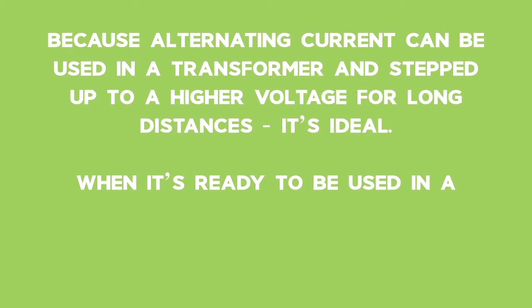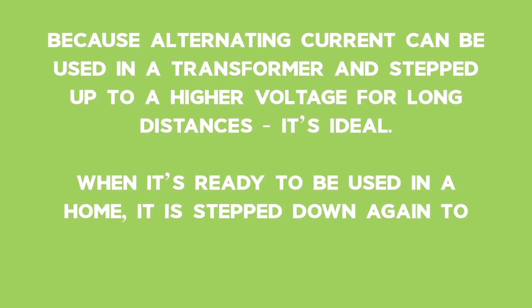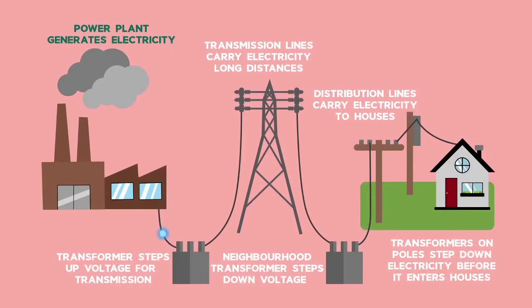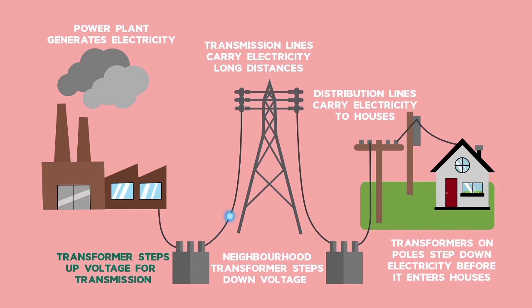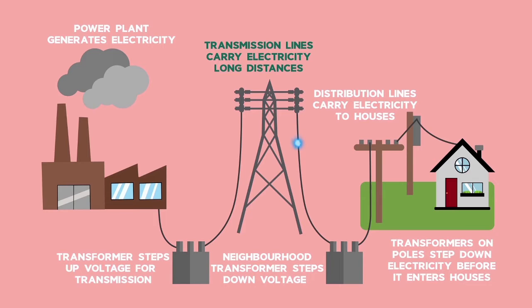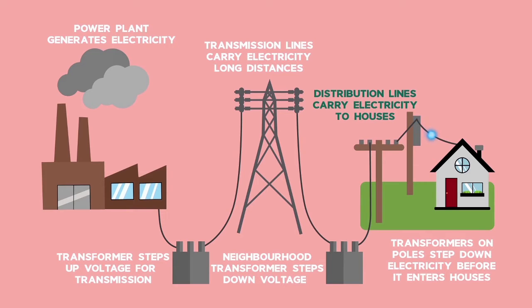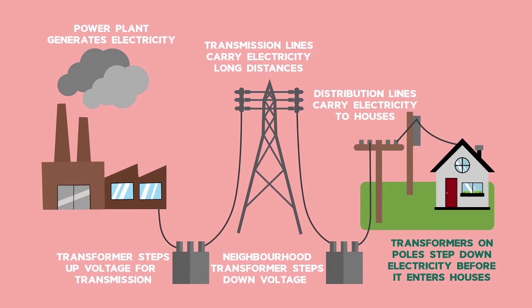When it's ready to be used in a home, it is stepped down again to make it safer again. Let's see how that works. The voltage is stepped up after leaving the power station in a transformer. The electrical potential energy is then transmitted over large distances and then stepped down, that is decreased, for use by industry and for use in our homes.